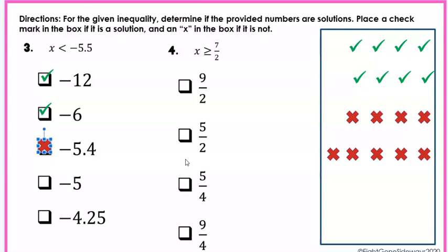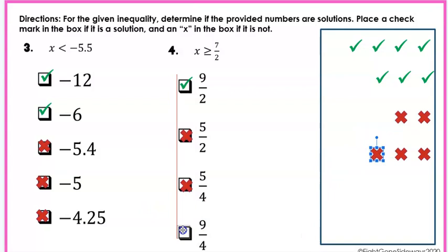-5.4, it's better to owe $5.40 than it is to owe $5.50. -5 is not, and -4.25 is not. If you think of it in terms of money, it makes a lot more sense with the negatives. Okay, is 9/2 greater than 7/2? Yes, I would rather have 9/2 than 7/2, but 5/2 is not. 5/4 is definitely not, and 9/4 would be not. So then you just drag them like that, and that's kind of how your homework's going to go with the dragging.